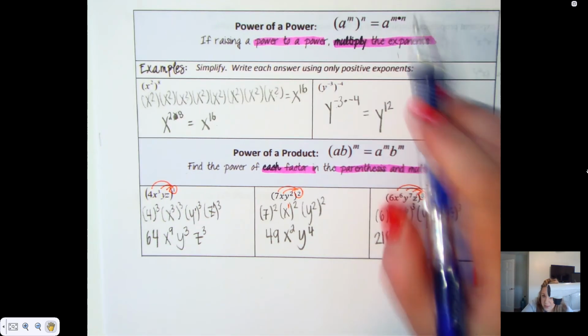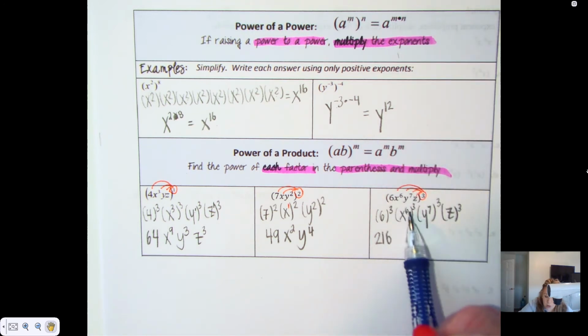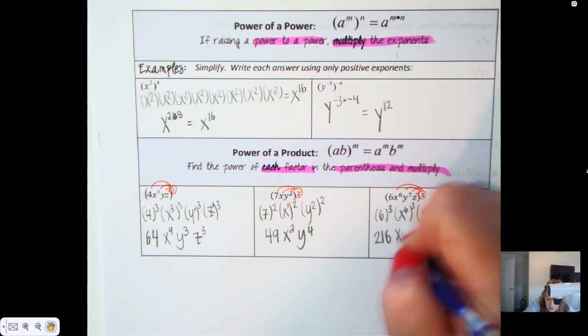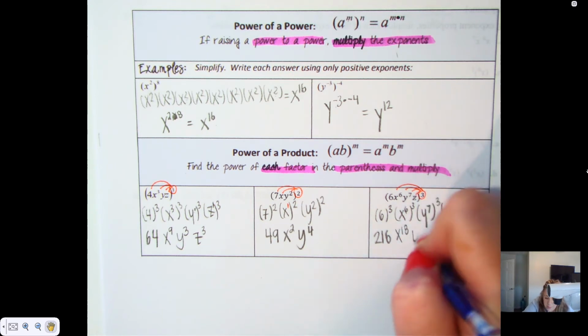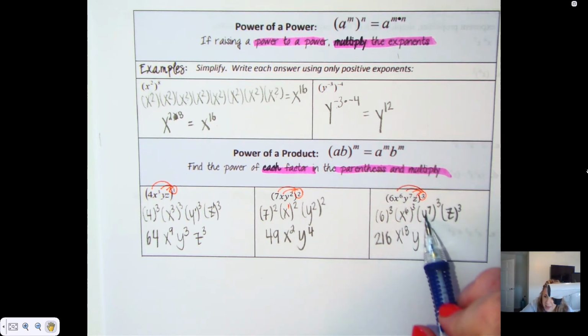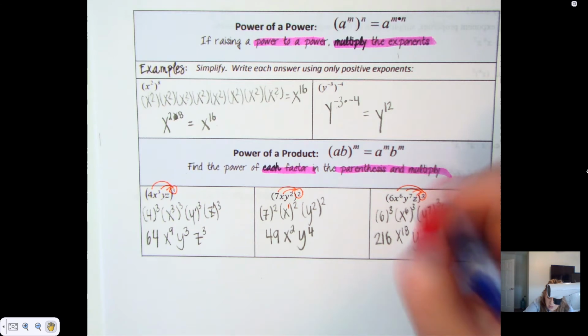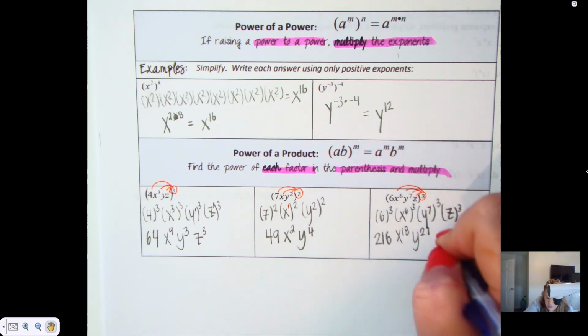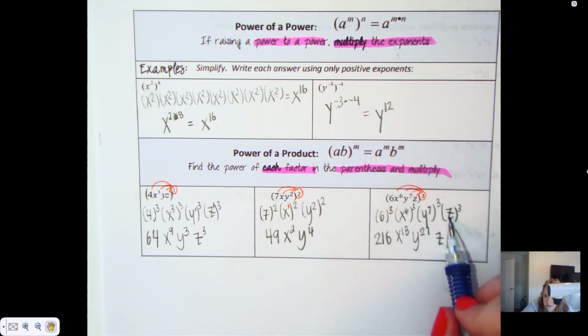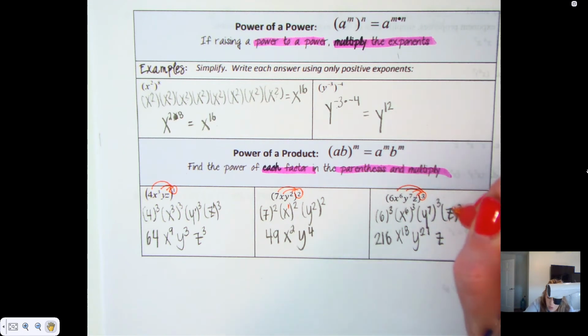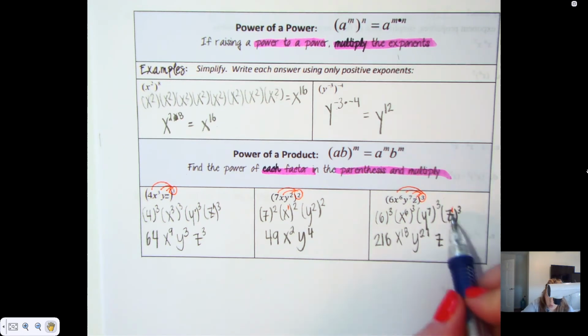Now, this is the same thing as up above. So I'm raising a power to a power, I multiply the exponents. So 6 times 3 is 18. Okay. Y is my base. Power to a power, I multiply the exponents. So 7 times 3 is 21. And z is my base. There's nothing here, but there's still a 1 there. Okay. And 1 times 3, power to a power, is 3.